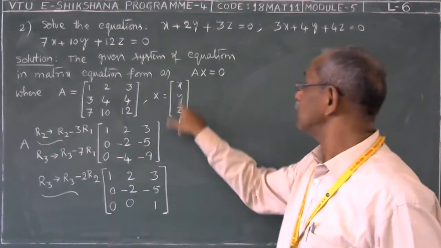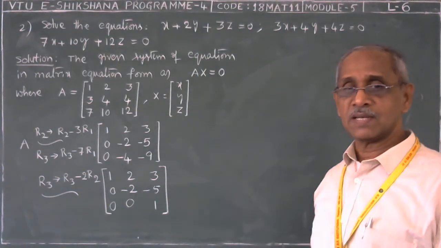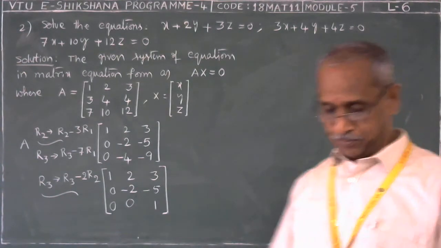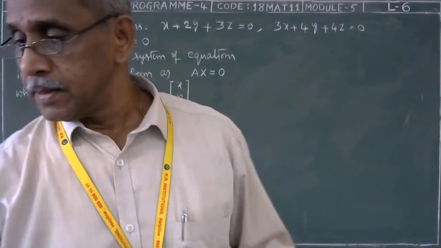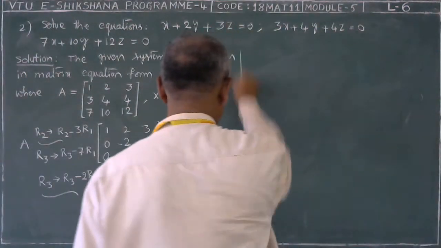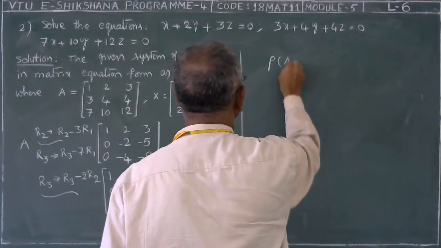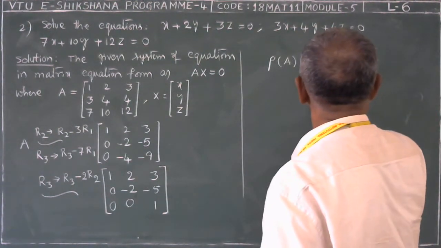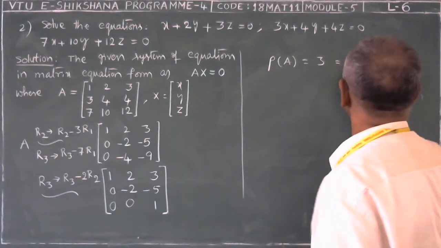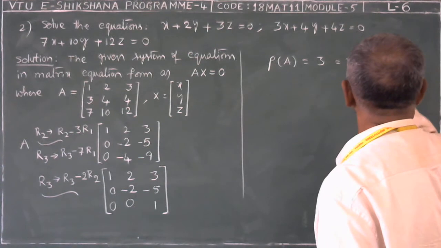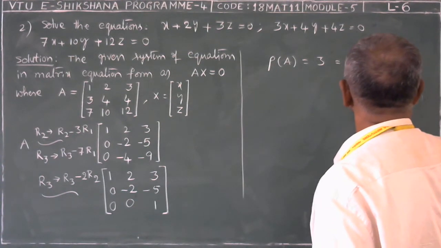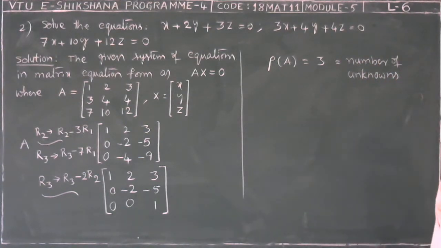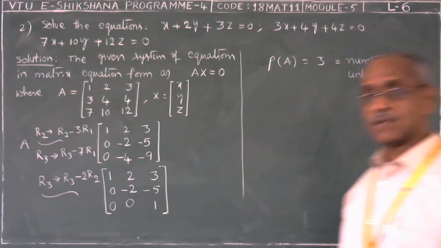So the rank of A is equal to 3, which is equal to the number of unknowns, 3. That means the given system of equations has one and only one solution, the trivial solution, that is x is equal to 0. So the rank of A is 3, which is equal to the number of unknowns. Trivial solution for the given system of equations.